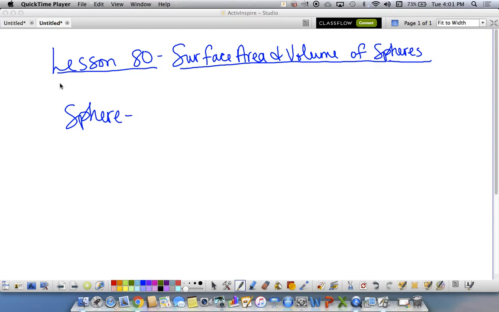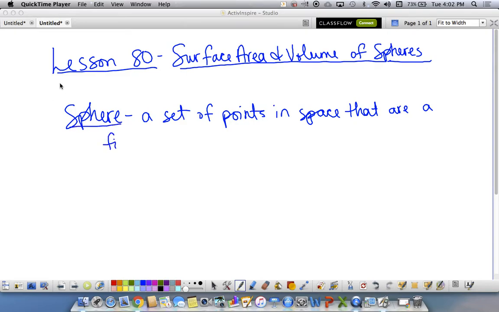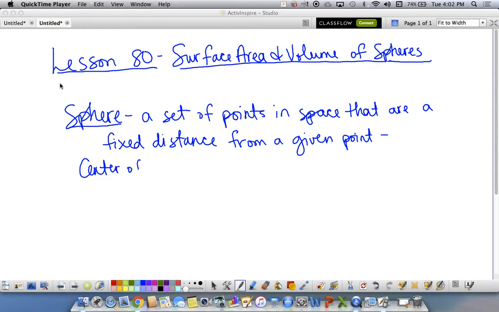So, here we go. A sphere. Okay, it's a set of points in space that are a fixed distance from a given point. That given point is called the center of the sphere.